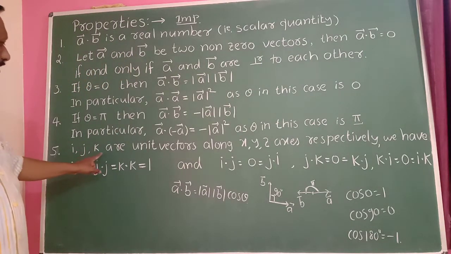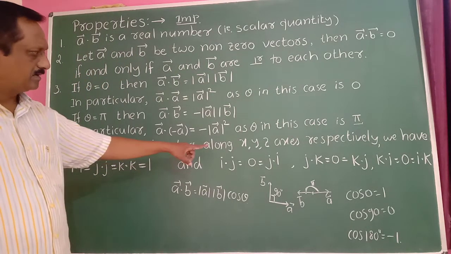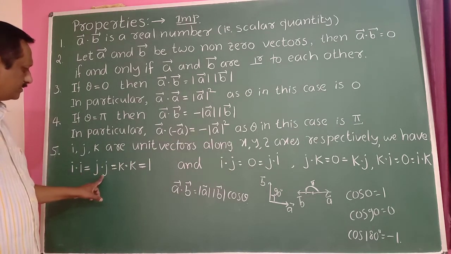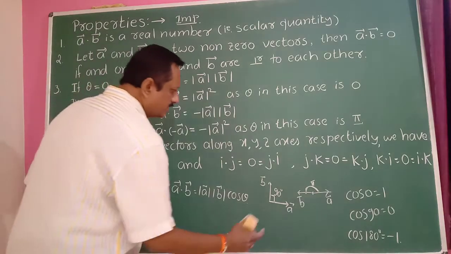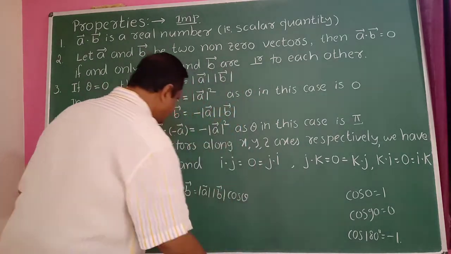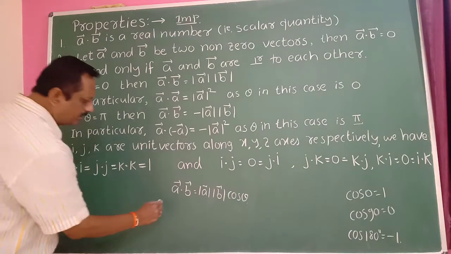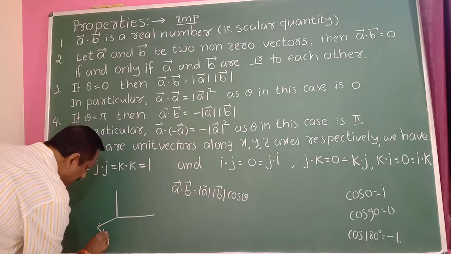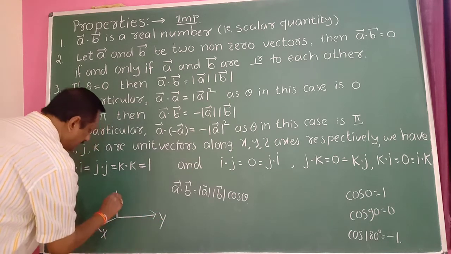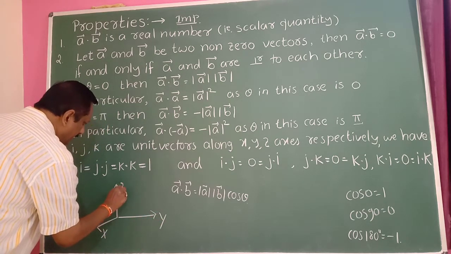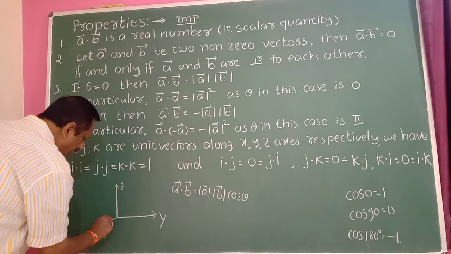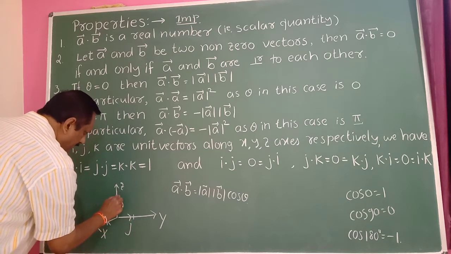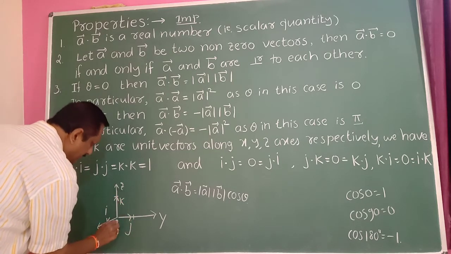Next, i, j, k are the unit vectors along the x, y and z axis respectively. Then i dot i is 1, j dot j is 1, k dot k is equal to 1. Just observe here, this is the definition. So i, j, k are the unit vectors. So this is the x axis, y axis and this is the z axis. So i is a unit vector along the x axis, j is a unit vector along the y axis, and k is a unit vector along the z axis.